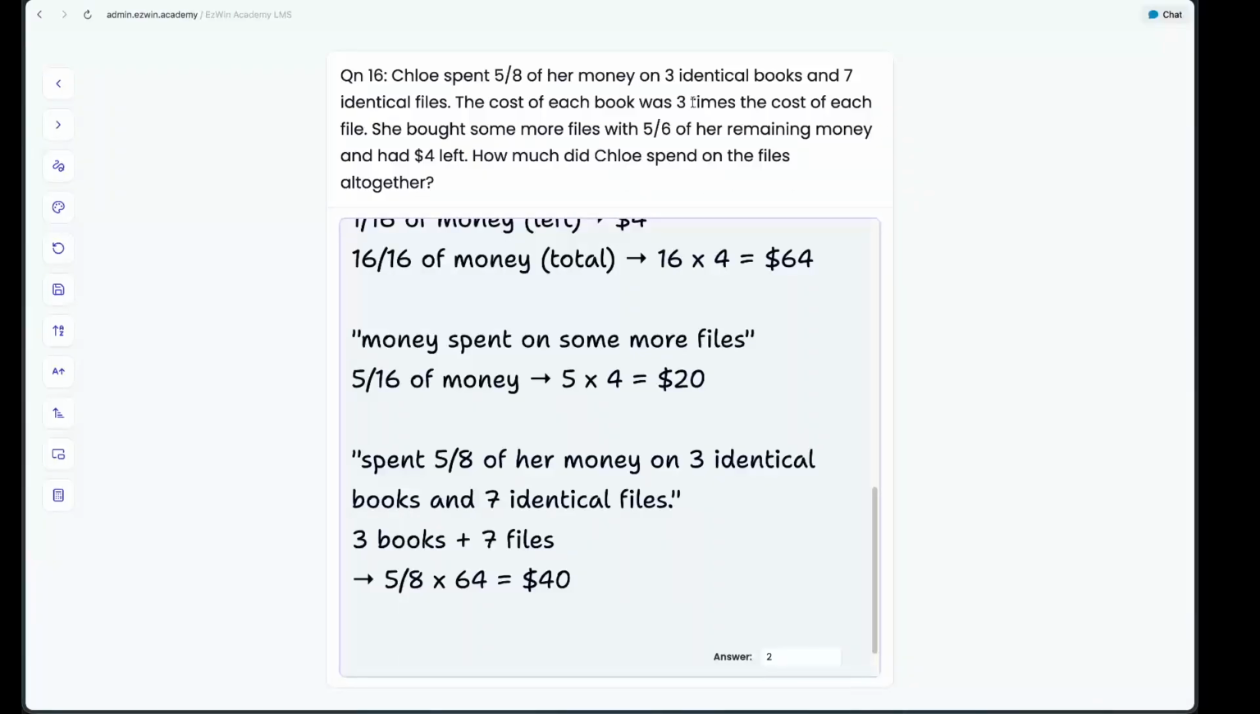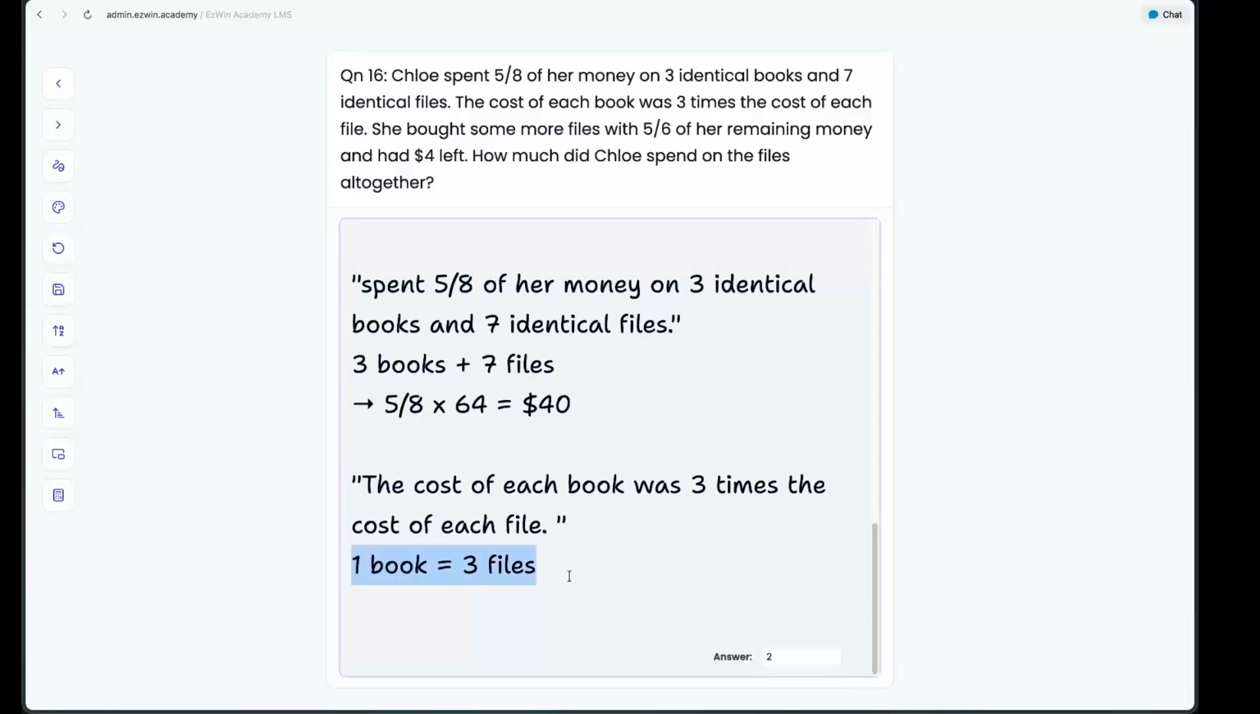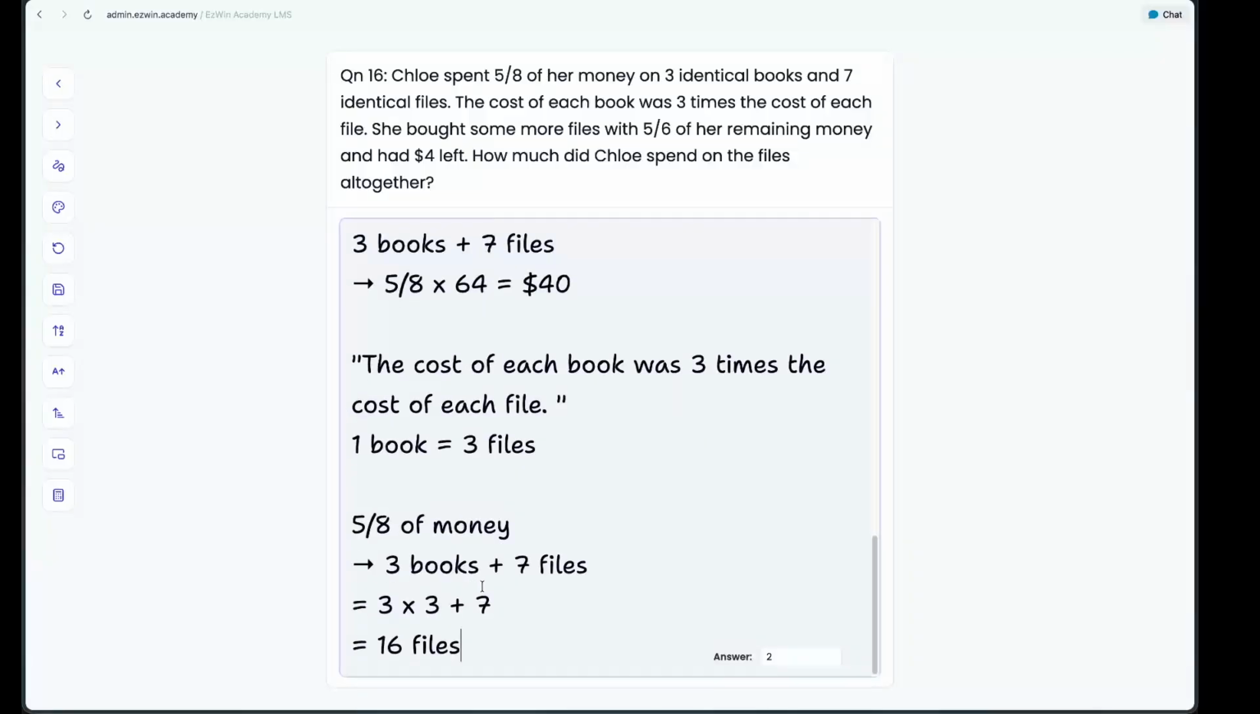Luckily, from the question, it says the cost of each book was 3 times the cost of each file. So that means one book is equal to 3 files. So for 5/8 of the money, how many total files do we get? Basically, it's 3 books plus 7 files.